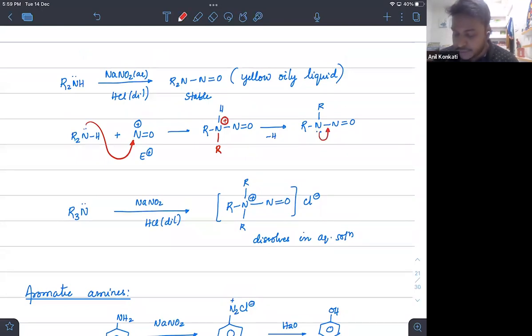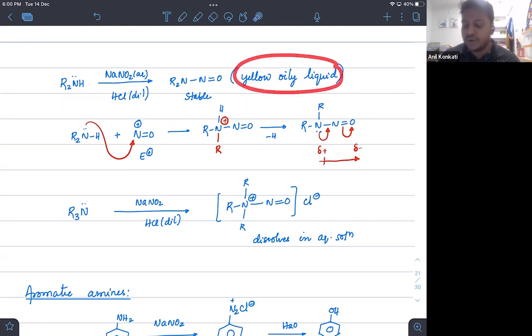You can see this lone pair goes here, and this becomes O minus. Since it is resonance stabilized and also has a high dipole moment, there is a lot of delta positive here and a lot of delta negative here. So there is a strong dipole moment. Because of this, molecules will be very close to each other because they strongly attract each other. Hence, it will look like a yellow oily liquid. Clear? That is a second degree amine. So a thick yellow liquid forms, that is a secondary amine.